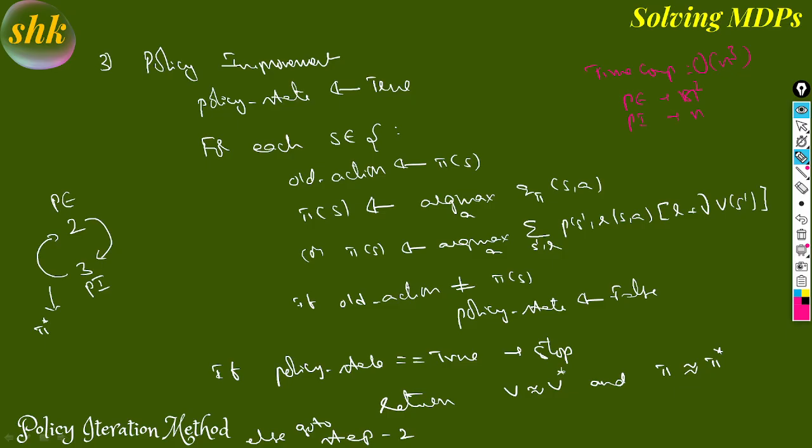So this policy iteration method is very slow, because a large number of iterations have to take place to get the optimal policy.